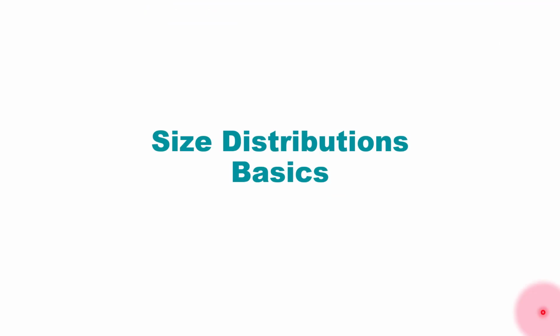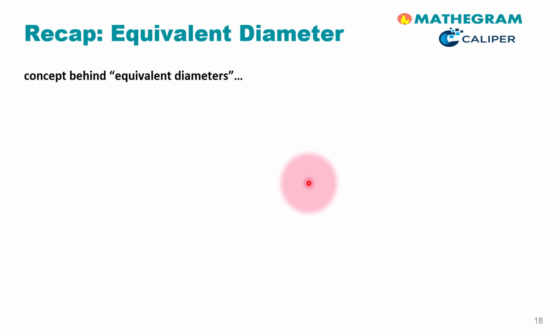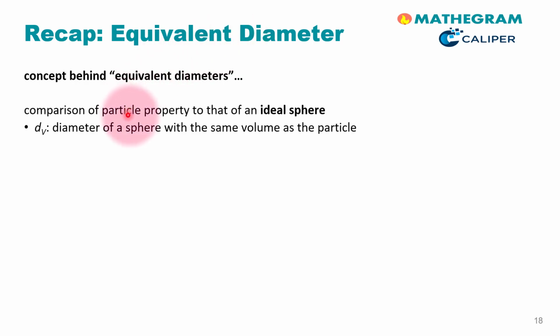Welcome back. Let us continue with an extremely important chapter, namely the basics on size distributions. First, we have to briefly recap the concept of equivalent diameters. This concept is based on the comparison of a particle property that can be measured, e.g. the particle volume, with the corresponding property of an ideal sphere.